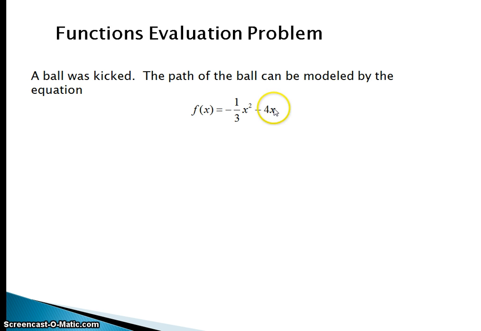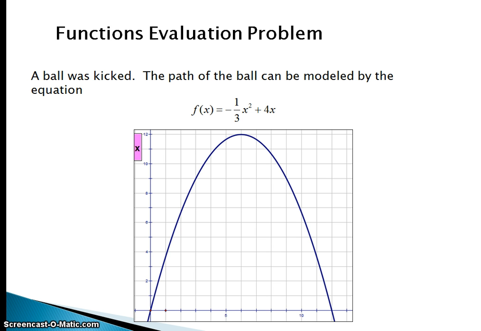Now, this is kind of a contrived problem that I made up, but here it is. I kicked the ball, and the path of the ball can be modeled by this little equation. I have a pretty simple little quadratic here. It doesn't even have a y-intercept. Well, it does, but the y-intercept is at (0, 0). And if I graphed it, this graph would model the flight of the ball after I kicked it.